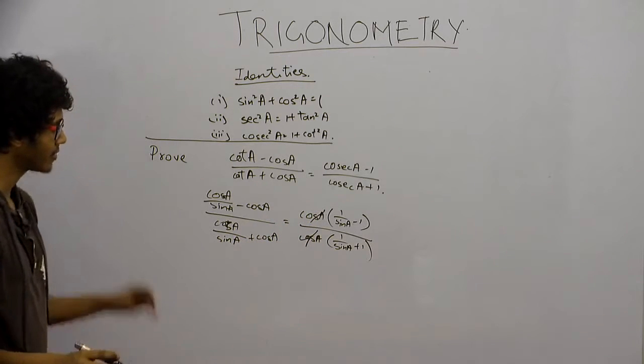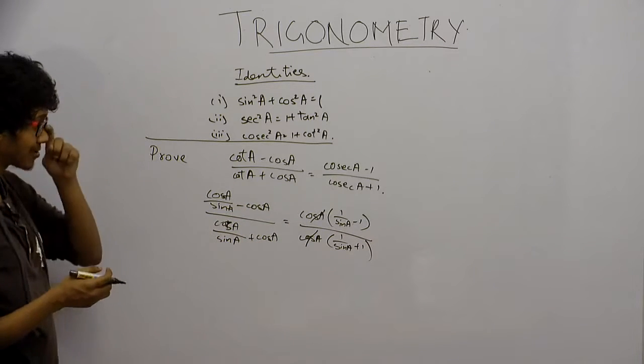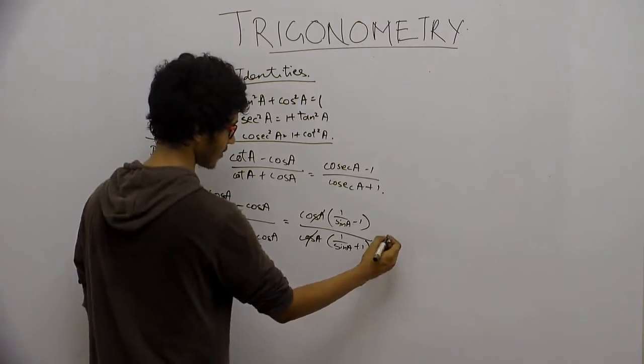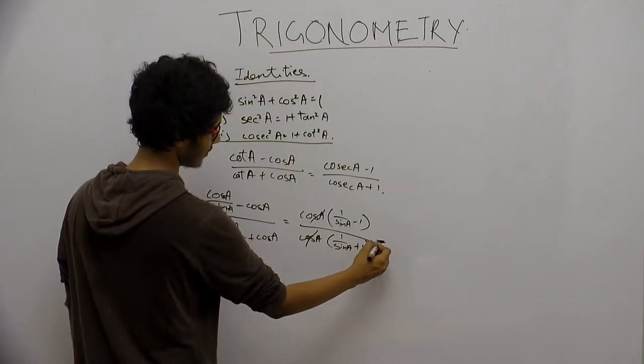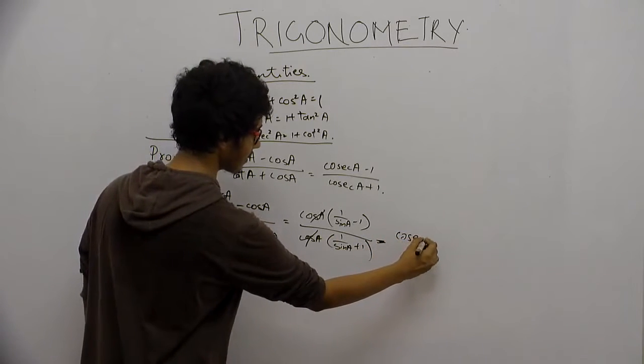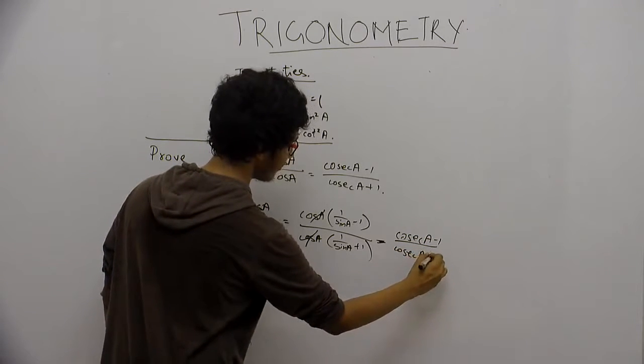This is another thing to remember. When you are cancelling out from both numerator and denominator, you have to make sure that they cannot be 0. Now we are left with this. 1 by sine is obviously, as we know, cosec. So we get (cosec A minus 1) divided by (cosec A plus 1).